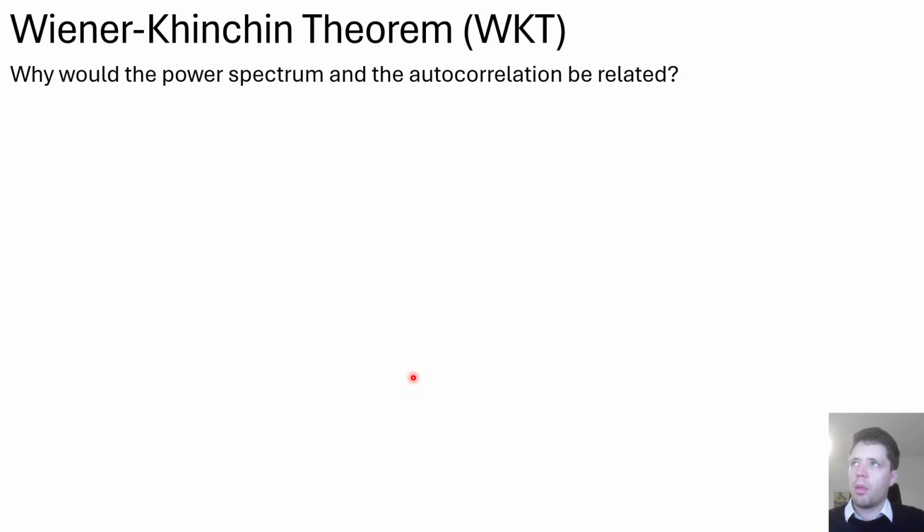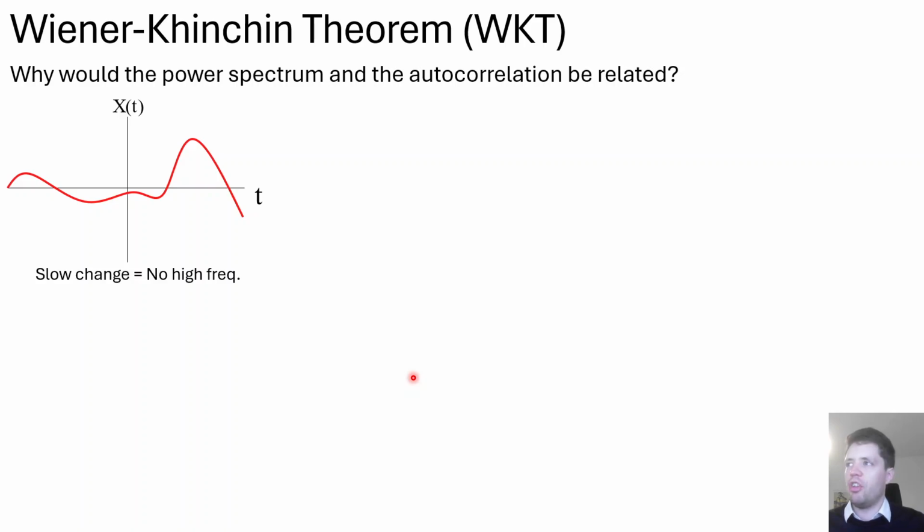So why would there be a relationship between the autocorrelation and the power spectrum? The point is that if we have some kind of random process that changes fairly slowly over time, we can imagine that it doesn't have any high frequency components because it's changing slowly. That would cause us to expect a spectrum that's very narrow, since there's no high frequency content.